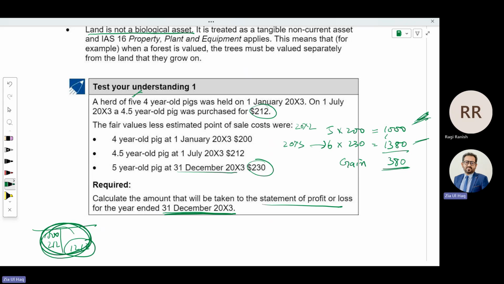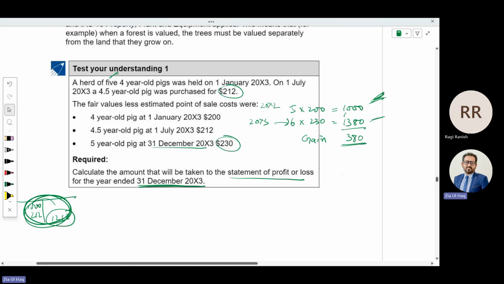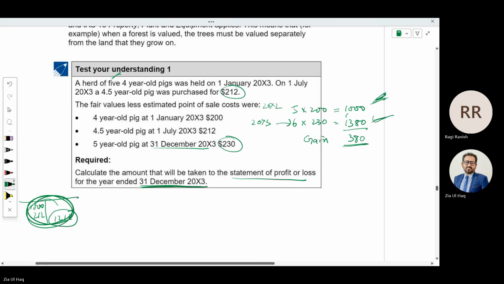Can you understand this? So fair value at 31st December is this. What is the change in fair value as compared to previous year? That is 380. What happened during the year, that's another story. Obviously, what happened is already included here.